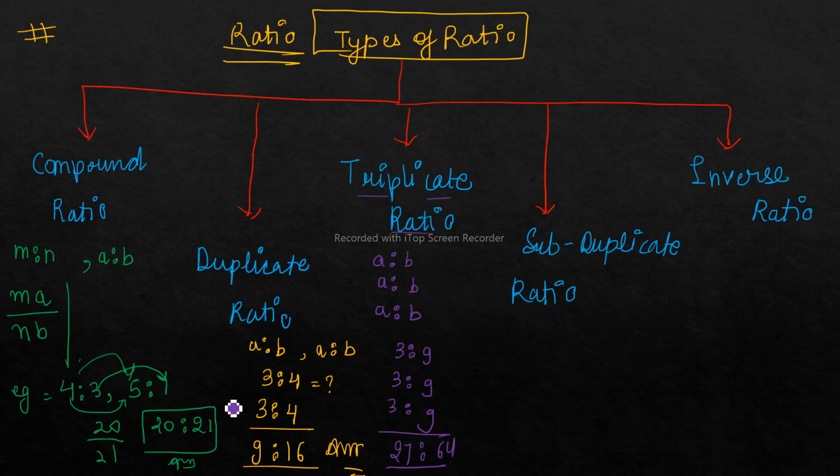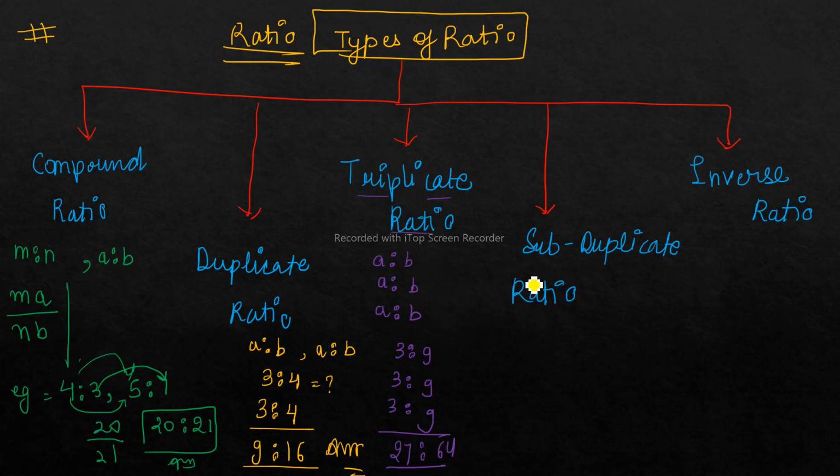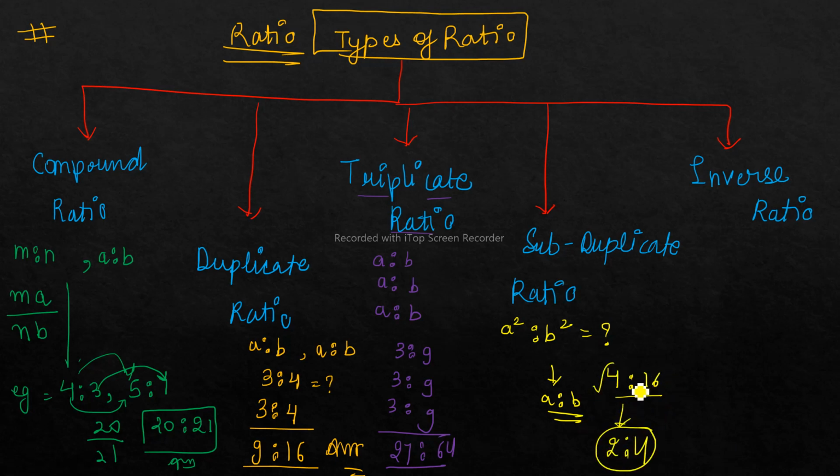Now if I'm asking you about subduplicate ratio. For example, they are going to give you a square ratio b square, and you have to find its subduplicate ratio. So what would be the subduplicate ratio? It would be a ratio b. For example, if it has been given 4 ratio 16, the subduplicate ratio would be 2 ratio 4. Basically I've taken a square root.